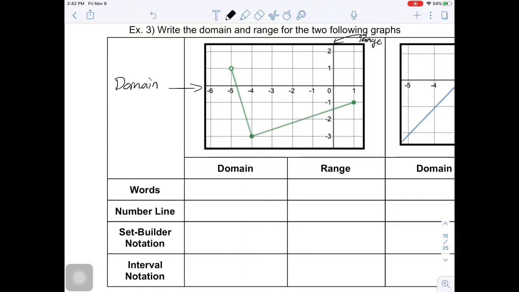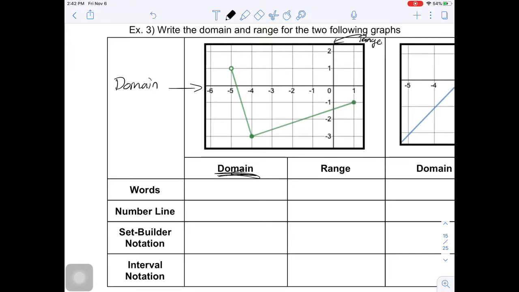Okay, so let's talk about domain first. What type of numbers can my horizontal domain numbers be? In this case, in words, my smallest number is -5. So we can see here on my domain, my smallest number is -5. And my largest number of my domain is 1.